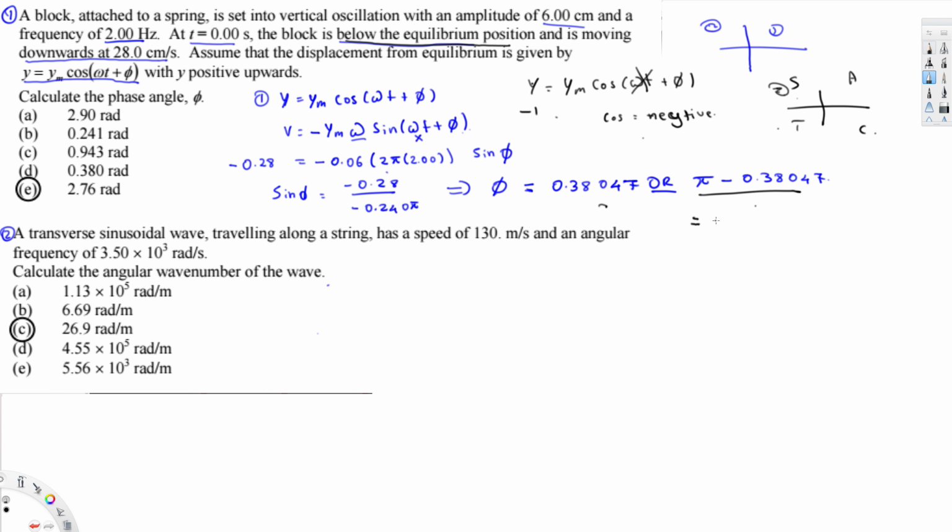this value comes out to be 2.76112 radians, and that's going to be the value. So that is the answer for this question.